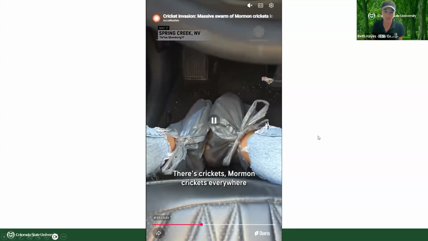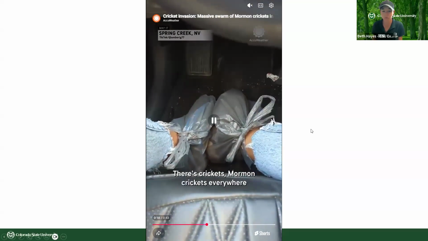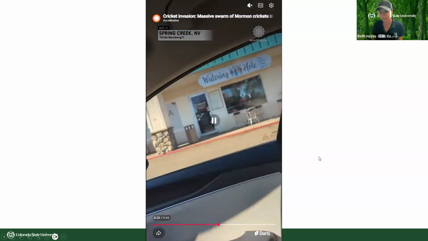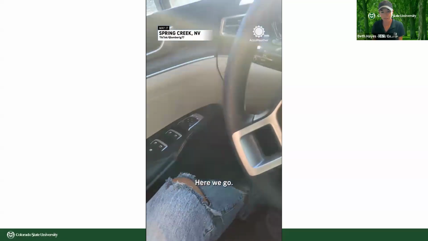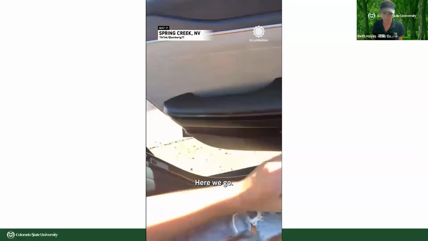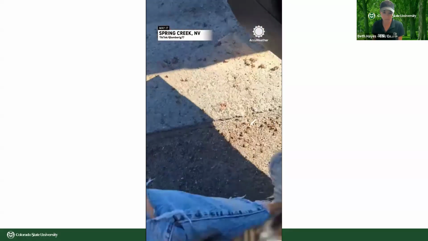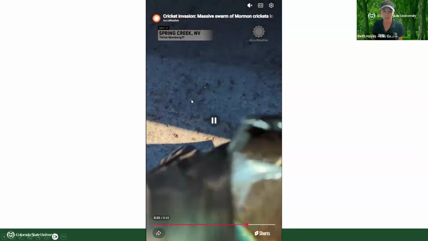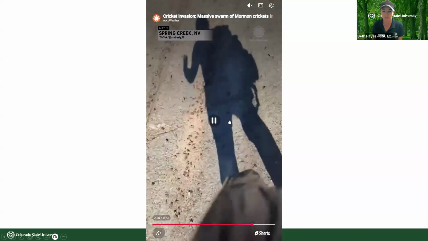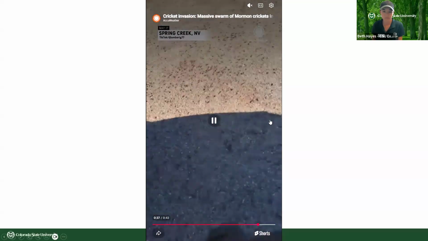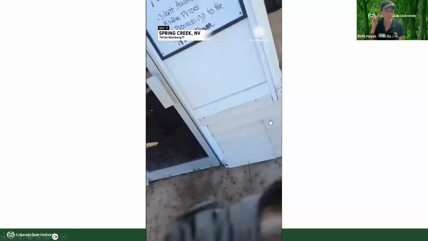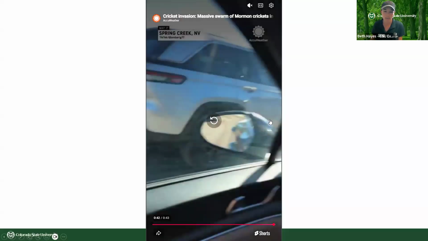You can see that she has her shoes covered in plastic bags because they will crawl on you. You're not going to be able to get in a building without stepping on hundreds, thousands, a lot of them. You can see they only hop. They don't fly like grasshoppers do. And they're solid like grasshoppers when they reach adult form. So, you know, it's just a bunch of crunching as you walk in.